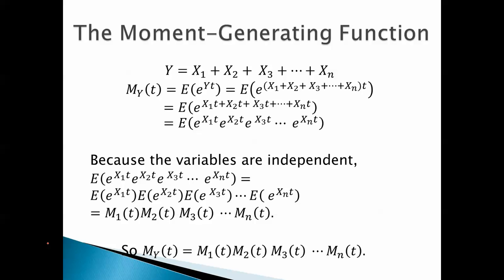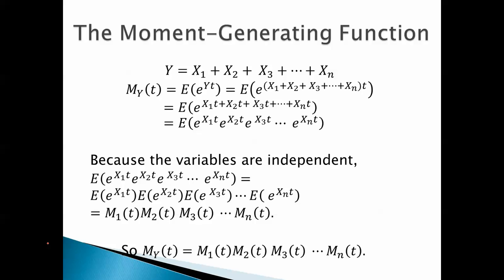But because the variables are independent, we can separate that expected value. The expected value of e to the x1t times e to the x2t, etc., is going to be the expected value of e to the x1t times the expected value of e to the x2t, etc. But that is just the moment generating function for x1. That's m1 of t times m2 of t times m3 of t ... times m sub n of t.